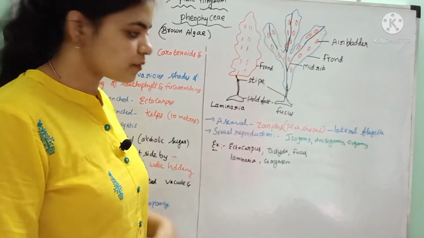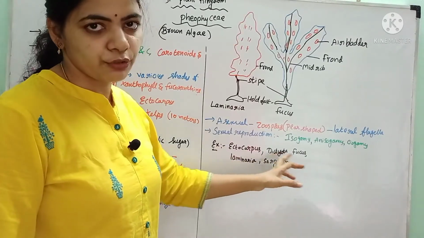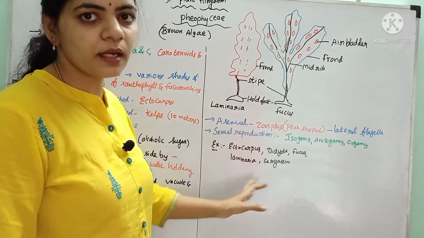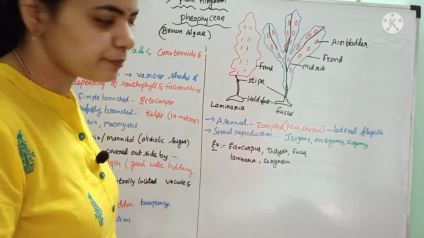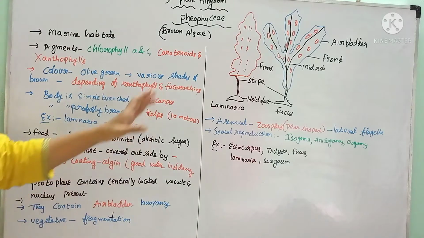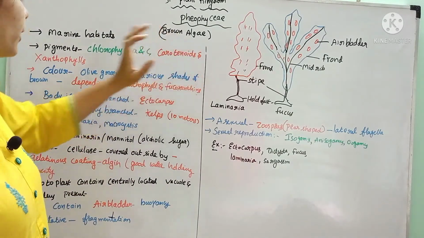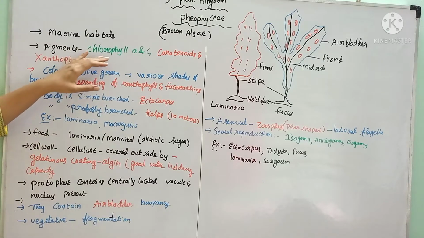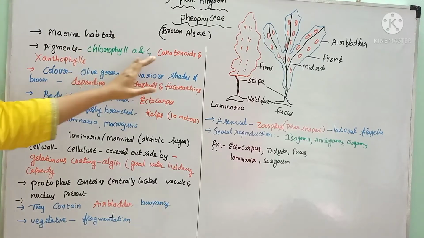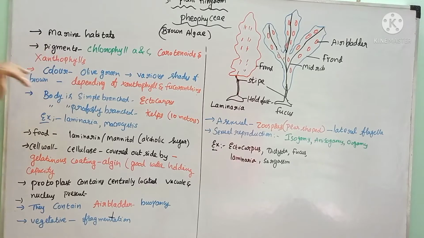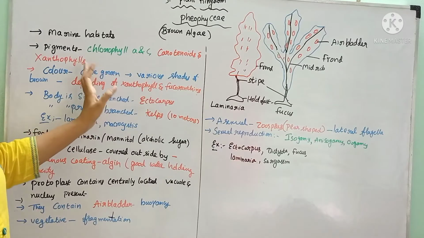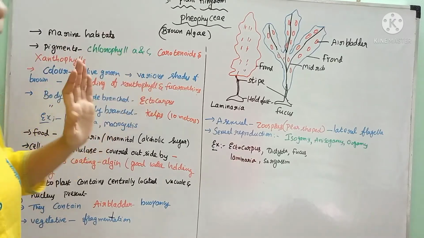Examples for these organisms are Ectocarpus, Dictyota, Fucus, Laminaria and Sargassum. So what are phaeophyceae? Commonly called brown algae, they are present in marine water, and chlorophyll A, C, carotenoids and xanthophylls are the pigments present in it. Depending upon the xanthophyll and fucoxanthin, these colors may vary from olive green to brown color.